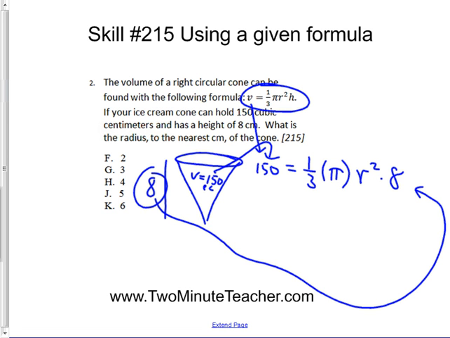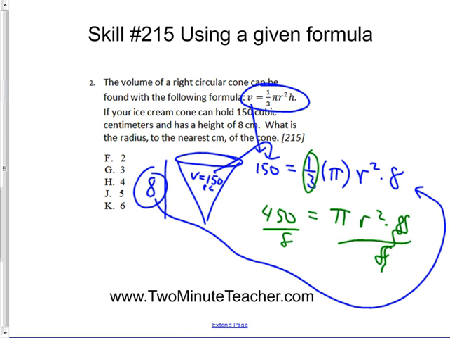As many of you that have me in class know, I really like to graph both sides and see where they cross. So this is an option for you. Otherwise, I can show you the algebraic way to solve this one. To get rid of the 1/3, I'm going to multiply by 3. So 150 times 3 is going to be 450 equals pi r squared times 8. Now I'm going to divide by 8 on both sides. Divide by 8, divide by 8, gets rid of that.